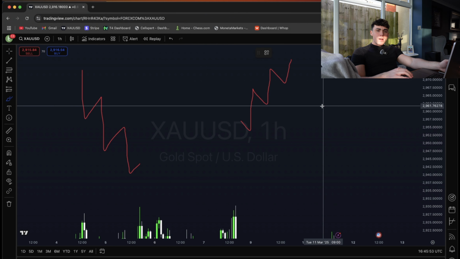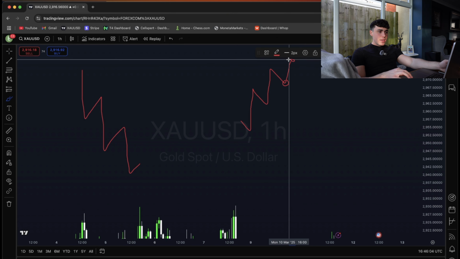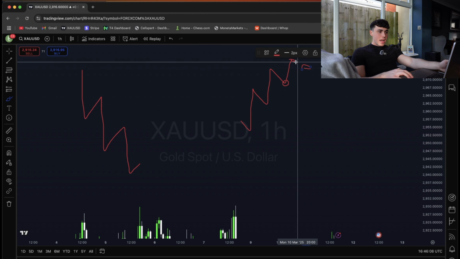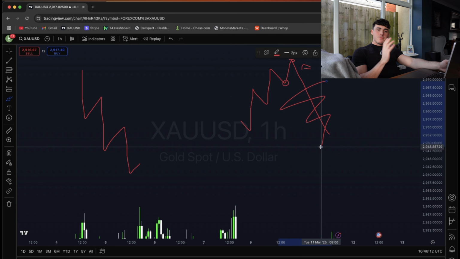That is because market makers are obviously going to want to get better entries. Instead of buying here and then taking your money out here, why would you not just enter your trade here and price goes down here? You see, that is a much bigger movement.